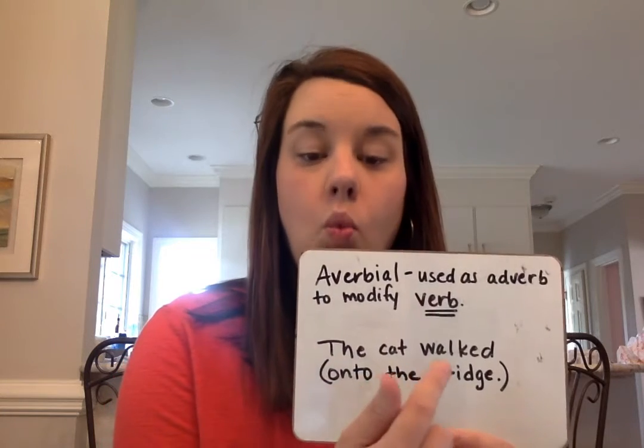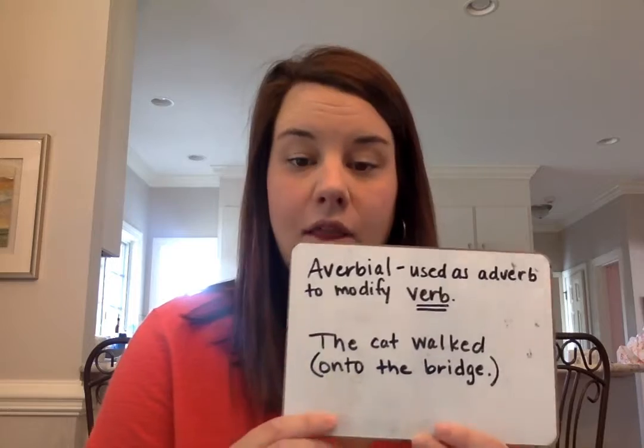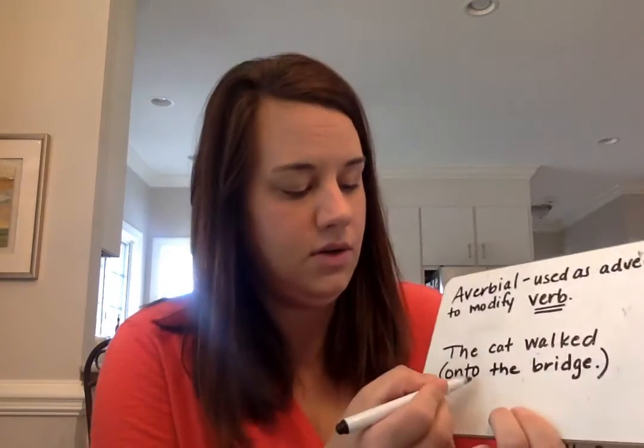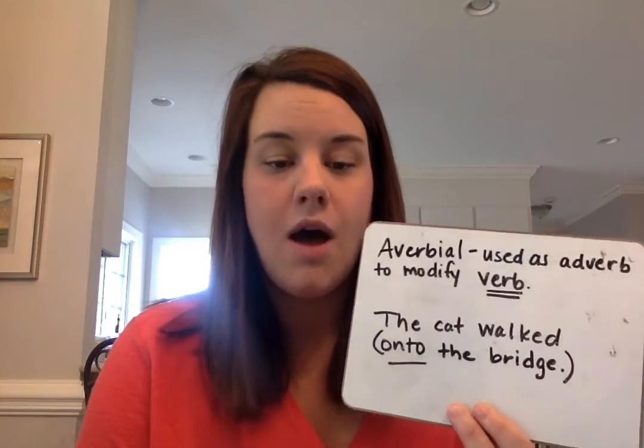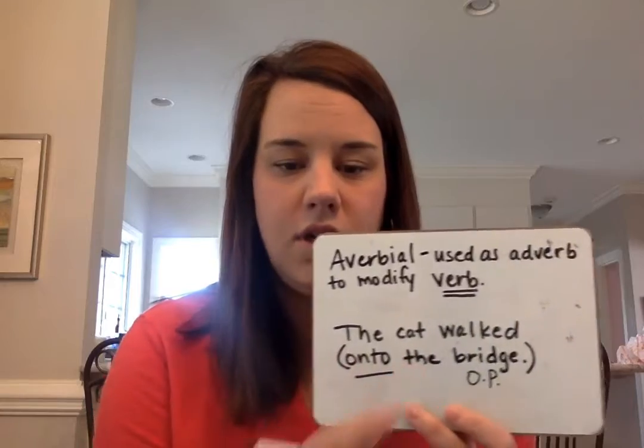The cat walked onto the bridge. Well, now it's easy enough for you to pick out the prepositional phrase. Your preposition would be onto, and your object of the preposition would be the noun bridge. Okay, that's what you did on your quiz.